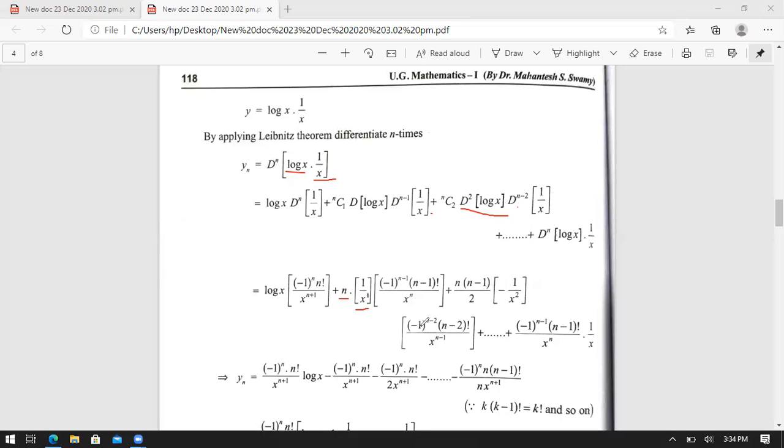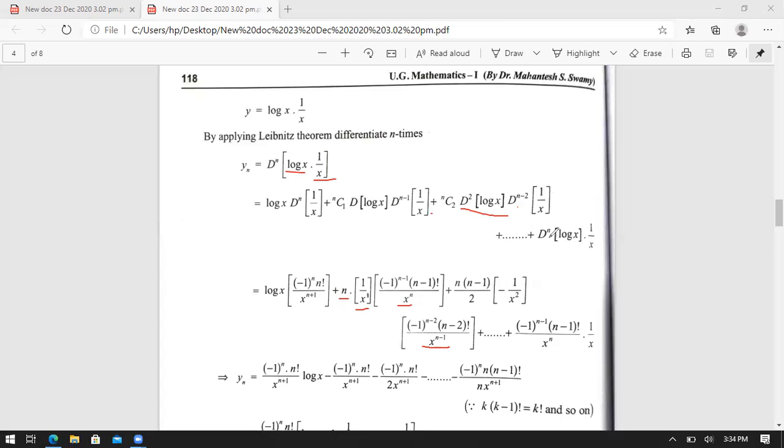I write here minus 1 to the power of n minus 2 into n minus 2 factorial divided by x to the power of n minus 1. Means here x to the power of n plus 1, then here x to the power of n, then here x to the power of n minus 1. That is the previous term. Okay. Means n plus 1, previous term is x to the power of n. Then x to the power of n, previous term is x to the power of n minus 1. Next x to the power of n minus 2, next previous term. Okay. Then plus and so on.